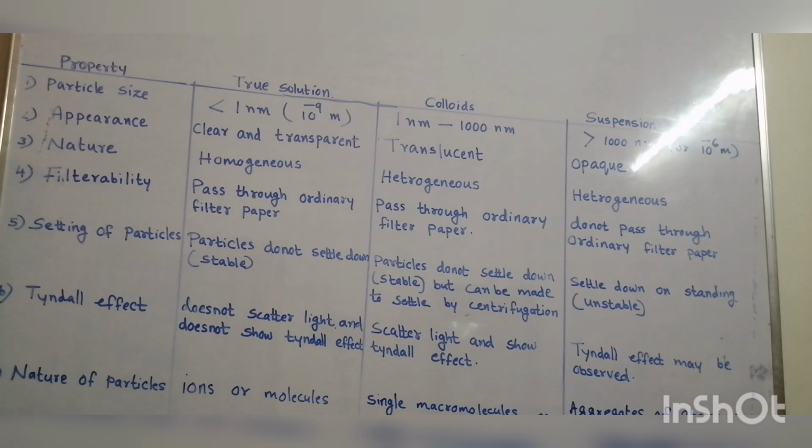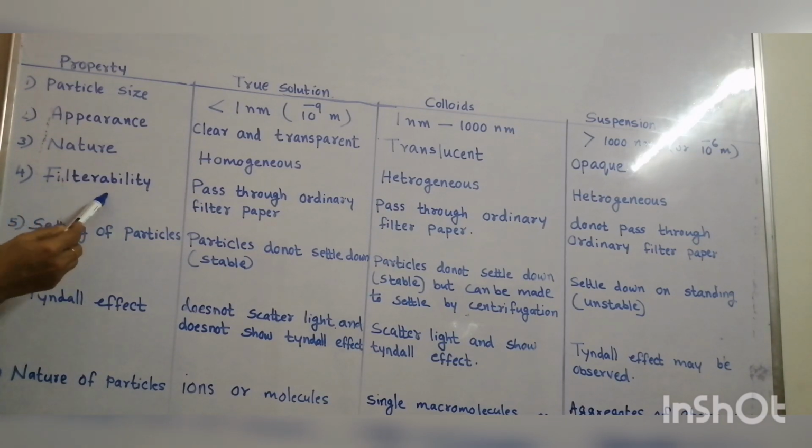Colloid is semi-transparent, whereas suspension is opaque, not transparent at all. Third property, nature. A true solution is homogeneous. The composition of the mixture is the same throughout the solution. Whereas in a colloid, it is heterogeneous. Composition is not the same throughout the mixture, and the suspension is also heterogeneous.